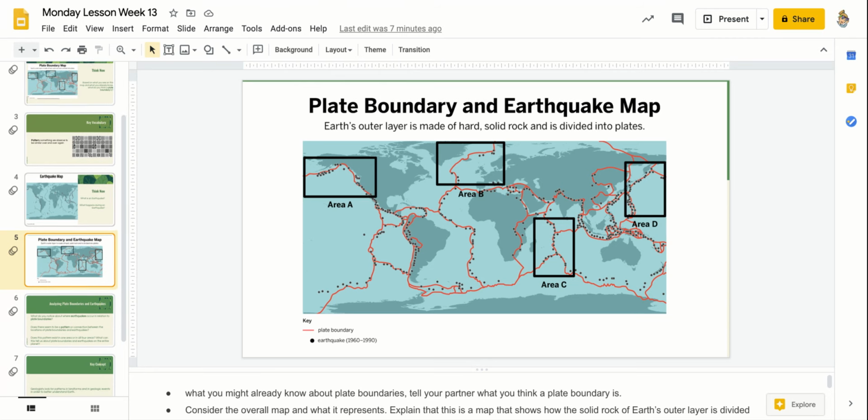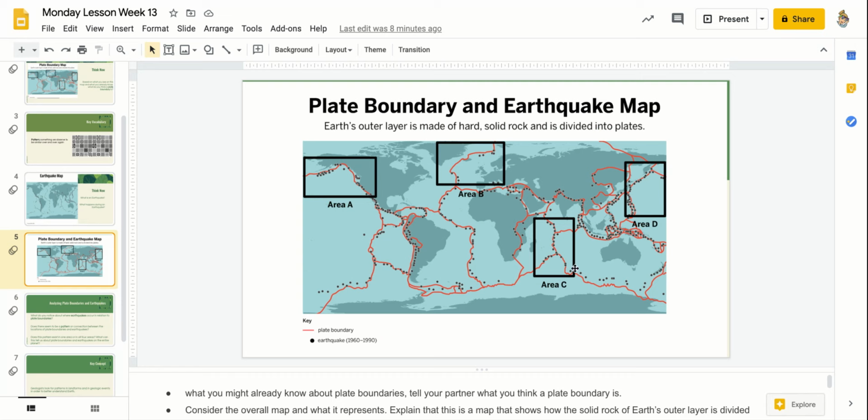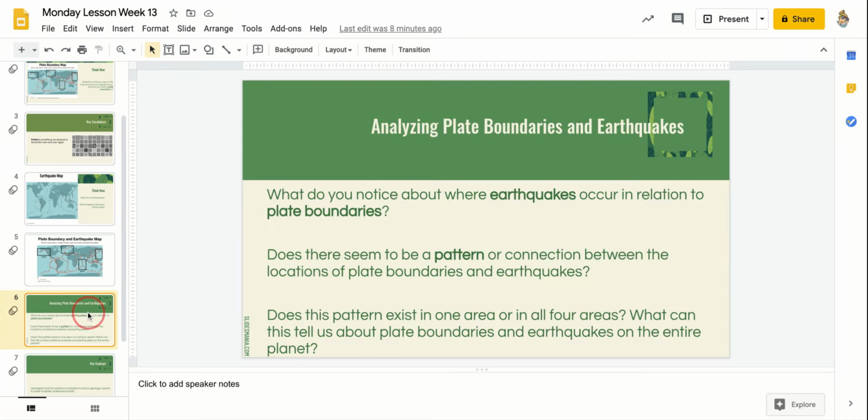As you answer the questions below, you're going to be thinking about what you notice about where these earthquakes occur in relation, so in connection, to plate boundaries. And then do you notice a pattern? So think about the pattern that you're noticing on this earthquake map. Think about if this pattern exists in all these areas, so area A, B, C, and D, or does it only occur in one of these areas?